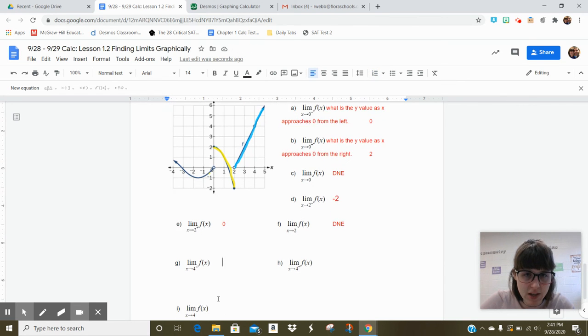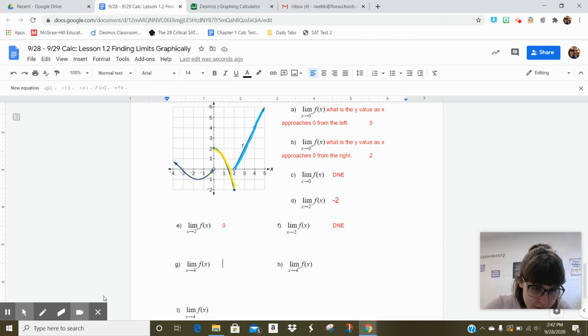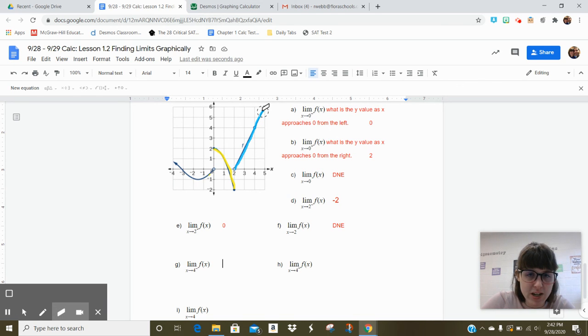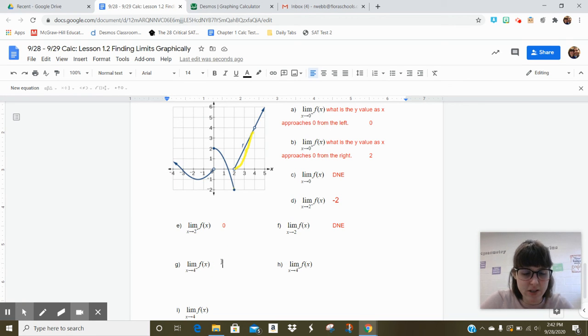Okay. Now, the last ones here, we're approaching 4, first from the left and then from the right. So first, let's find where x equals 4. It's right here. Okay, so we need to see what happens as you come in from the left. Well, left towards x equals 4 is going to be this part of it. And when you get to x equals 4, it looks like the y value is 4. So that's what we're going to type for the answer. The limit as x approaches 4 from the left is 4.